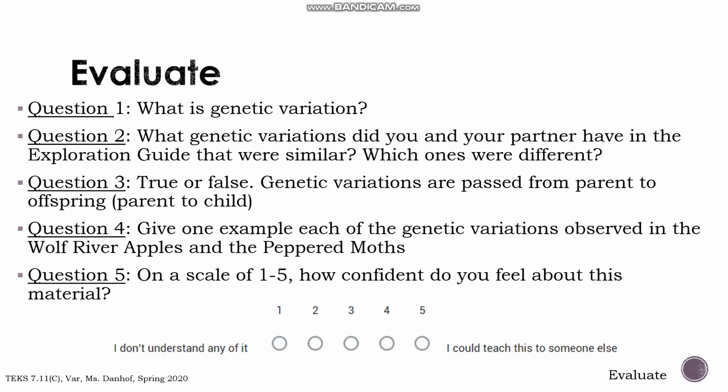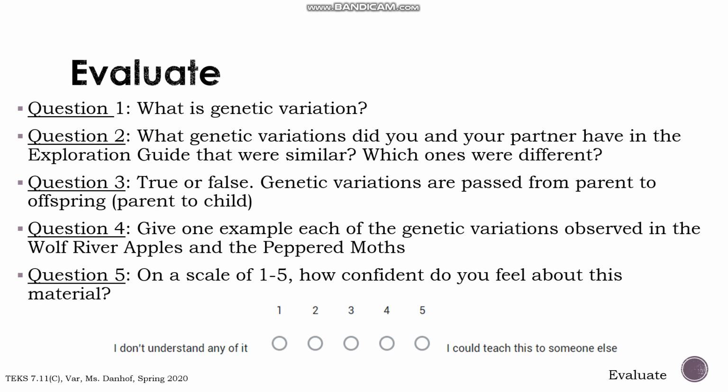Question 2, what genetic variations did you and your partner have in the exploration guide that were similar? Which ones were different? Just referencing back to the exploration guide, seeing what they found. Then question 3, true or false, genetic variations are passed from parent to offspring, parent to child. That was one that was explored both in the explanation and elaboration guide.